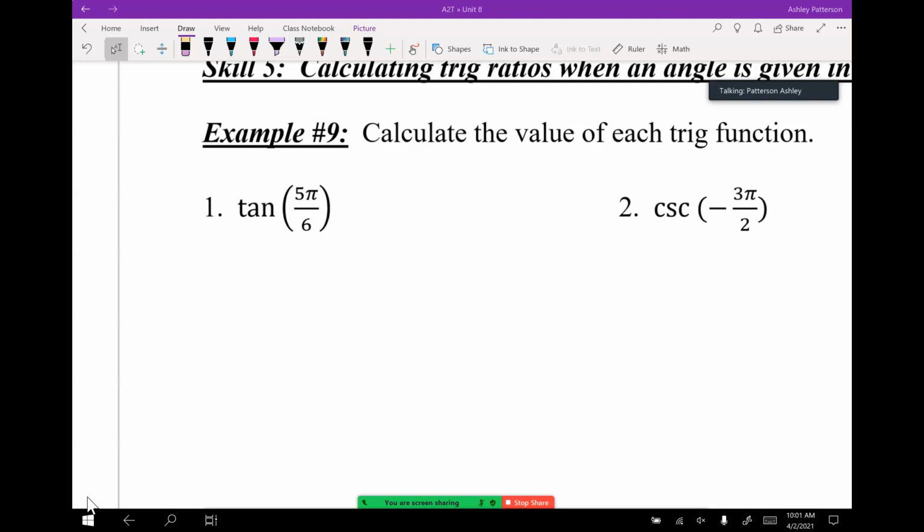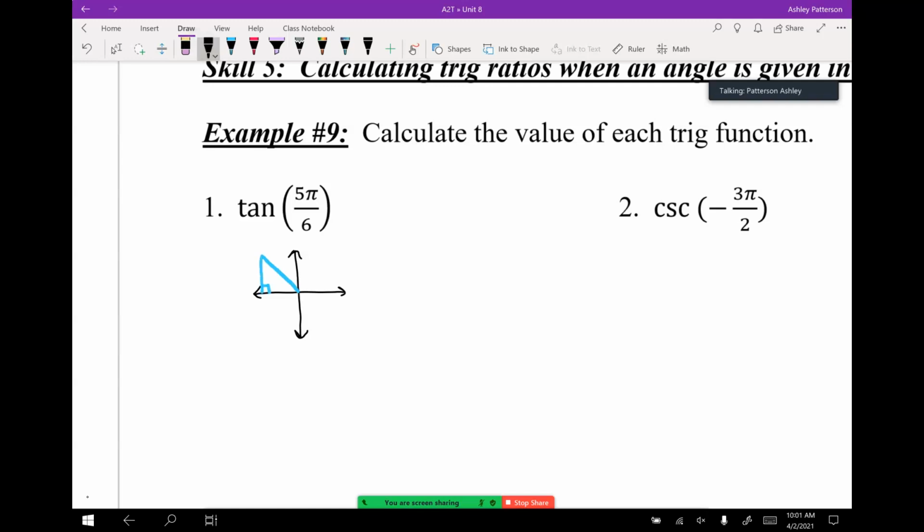All right, so number one, we are looking for the tangent of 5 pi over 6. Okay, thinking about where that is on our unit circle in relation to the x and y axes, it's a positive radian measure, so we would rotate counterclockwise. 5 pi over 6 doesn't take us all the way to pi, so we know that we're in the second quadrant.